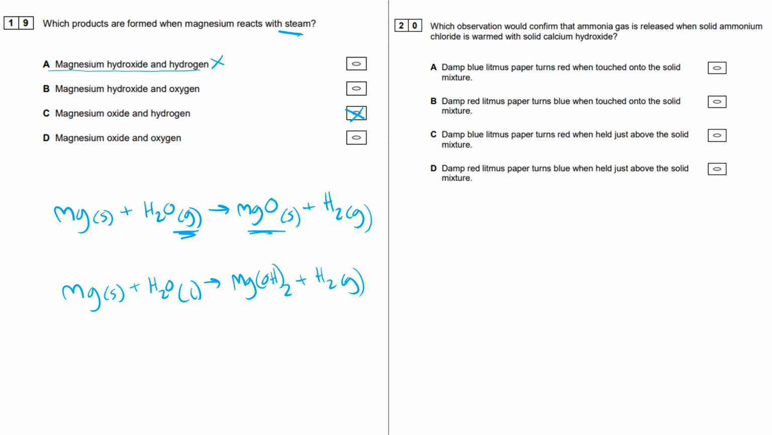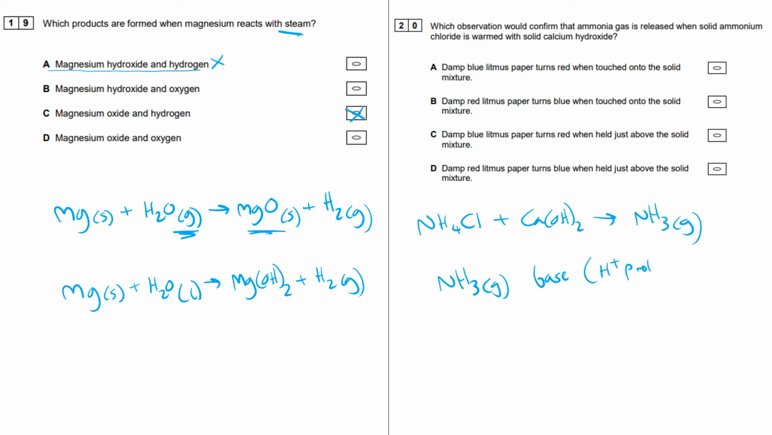Question 20. Which observation would confirm the ammonia gas is released when solid ammonium chloride is warmed with calcium hydroxide? So how can you test for NH3 gas? We should be aware that NH3, ammonia, is a base, i.e. it will accept protons. How can you test for a base? Well, all these answers refer to litmus paper.